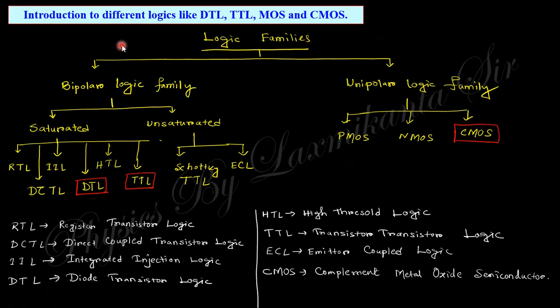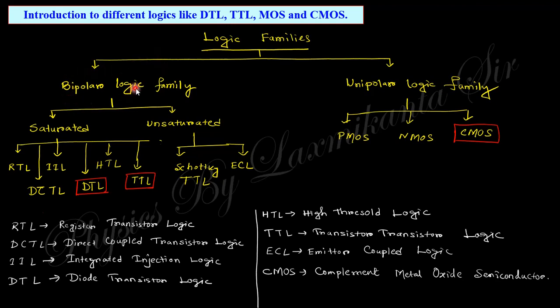Next thing is the introduction to different logic families like DTL, TTL, MOS, CMOS. Logic families are broadly classified into two parts: the bipolar logic family and the unipolar logic family. Bipolar means the current flows through two types of carrier, that is the electron as well as the hole.